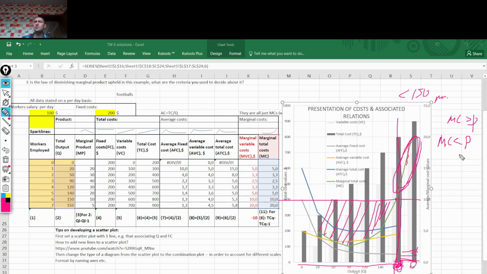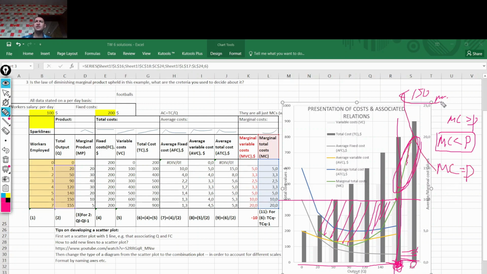So you increase your output. Whenever you have that situation where the marginal costs are less than the price prevailing on the market, you tend to increase your output to make additional balls. Then you reach the point of saturation for the process where the marginal costs are exactly equal to the price.